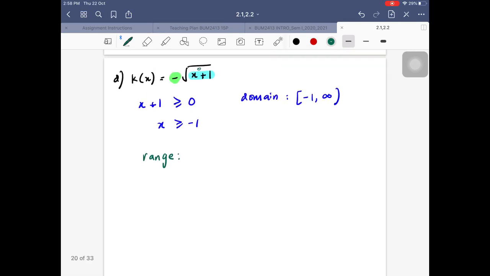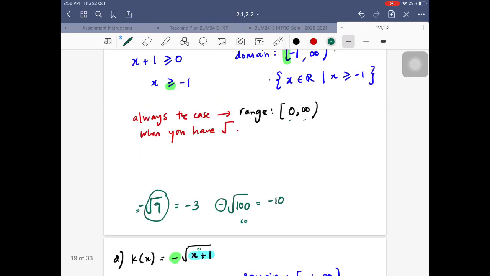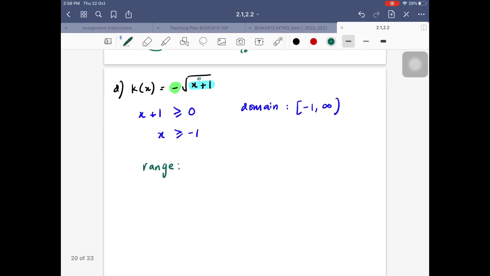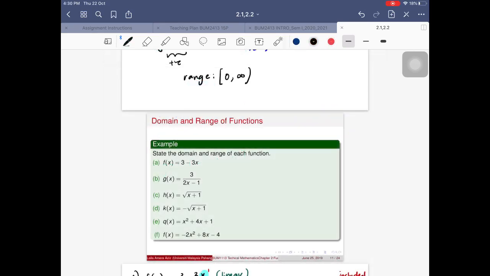So that is why for this case our range is going to be the same as before, but it's going to be the negative of this value. So that's why it's going to reverse. So the range is going to be from negative infinity until 0. So the highest value could be 0. Other than that, it's going to be negative.